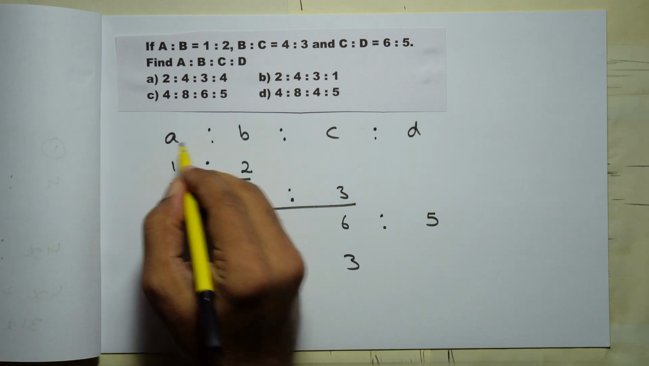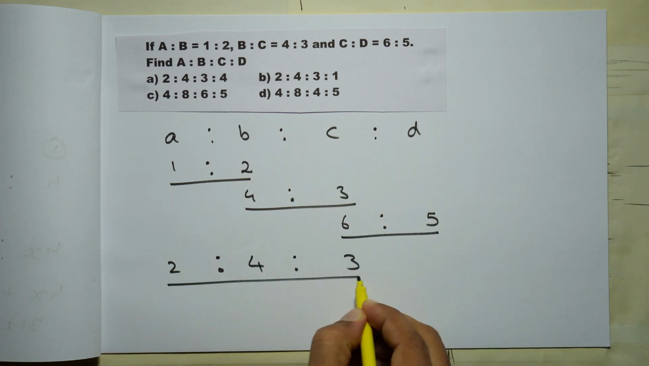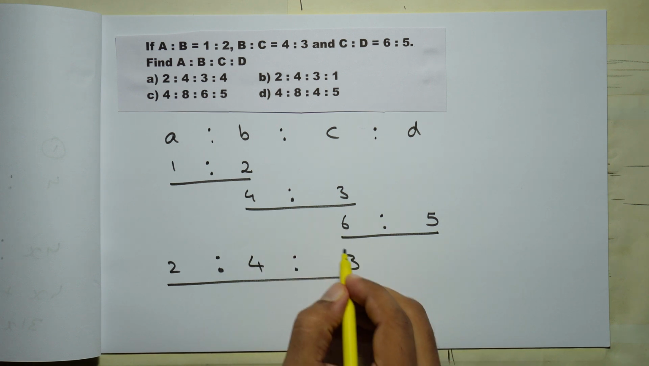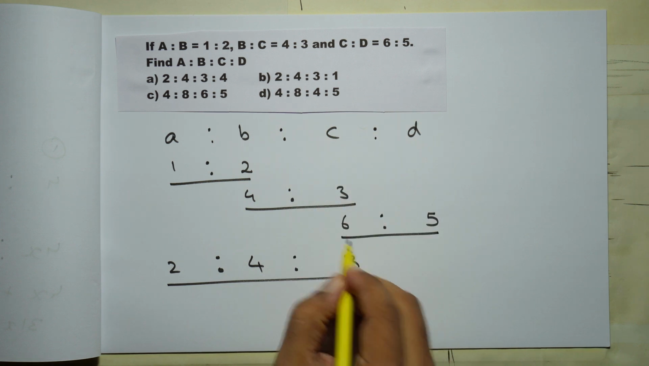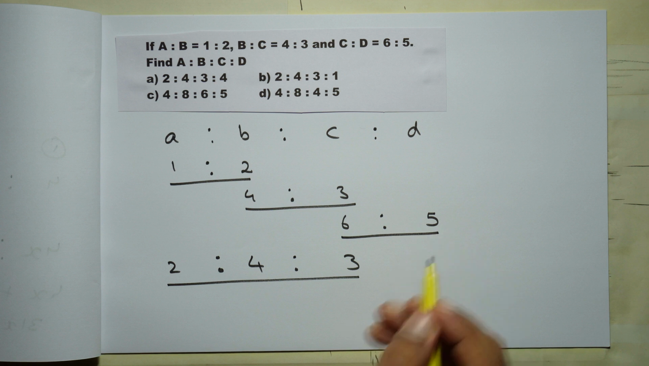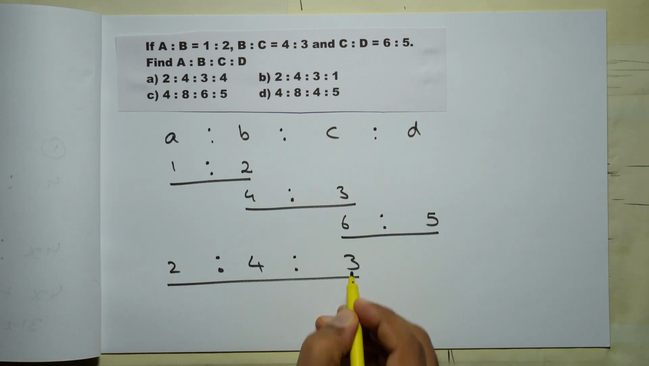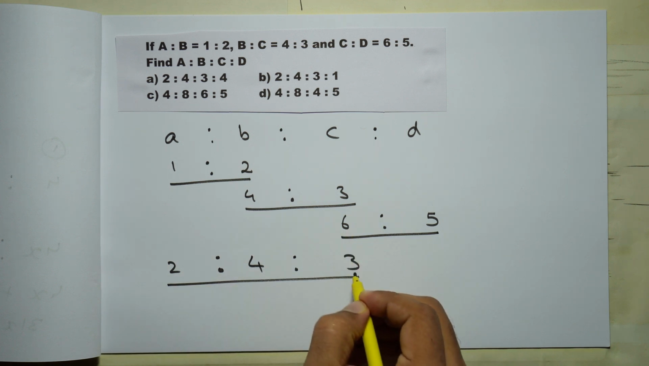Now we need to get A is to B is to C is to D. So we will combine these two ratios. Now to combine these two ratios, the first step will be to assign a value for C. We are choosing C because C is common to both the ratios. C is there in the first ratio, that is C is to D. It is there in the second ratio also, that is A is to B is to C. So we will assign a value for C.